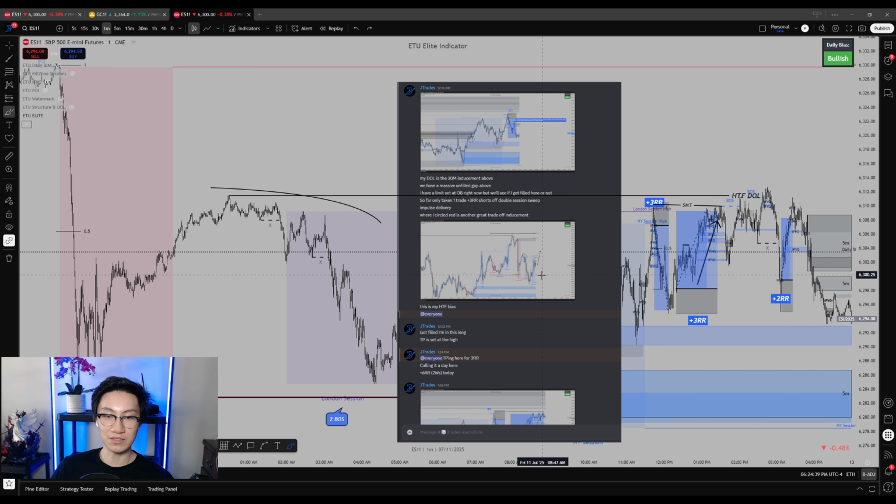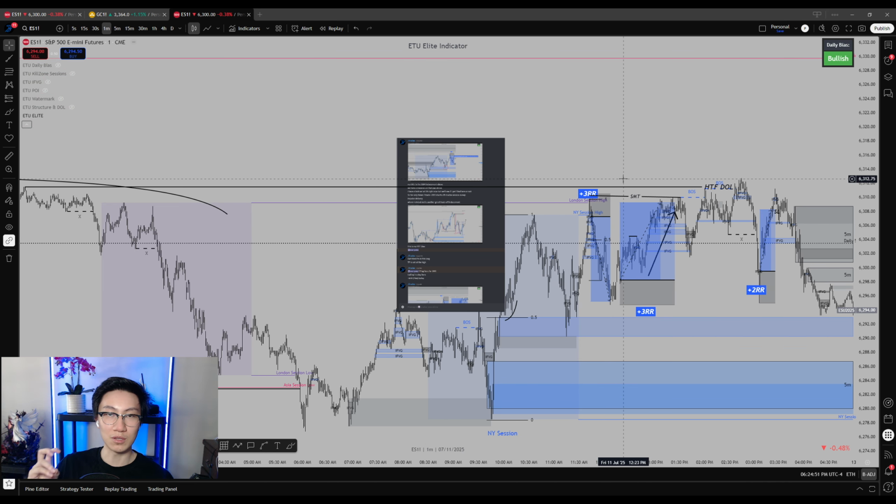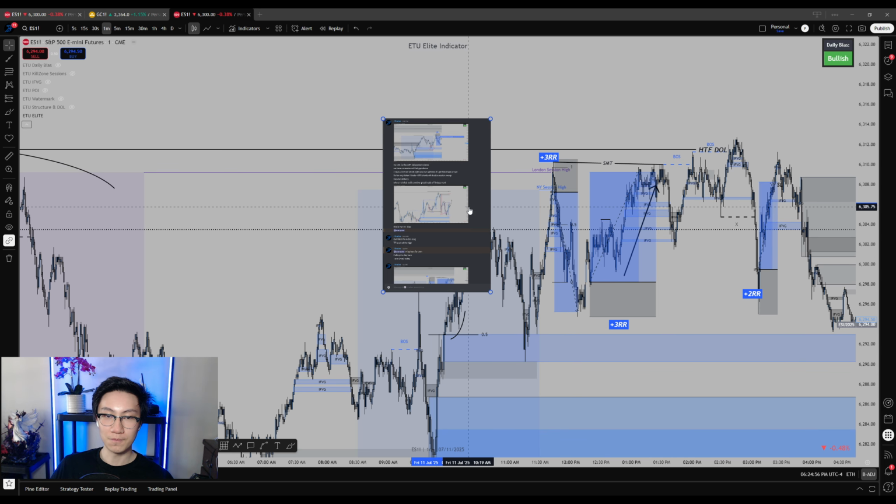Right here, as you can see in the screenshot, this is my high time frame bias. I said I was looking for bullish price action today, and that's what we had today. We had a lot of continuations to the upside. And so if you are taking just my trade ideas and call outs, essentially, if you want to call them signals, I don't like calling them signals, but trade ideas, you'll be profitable.